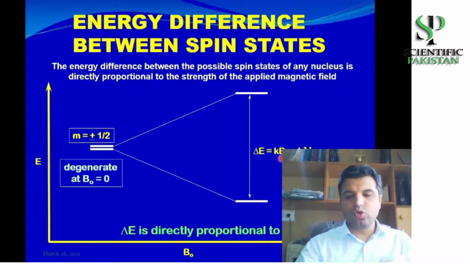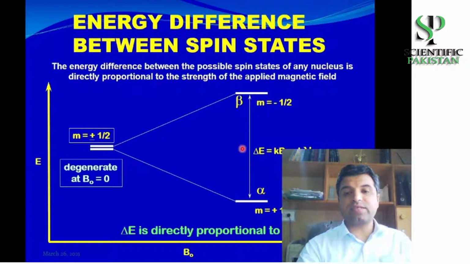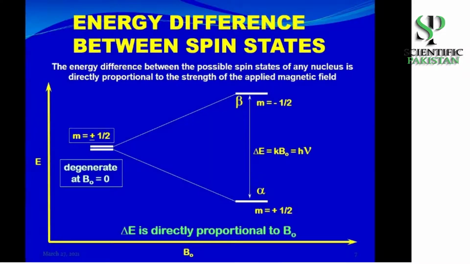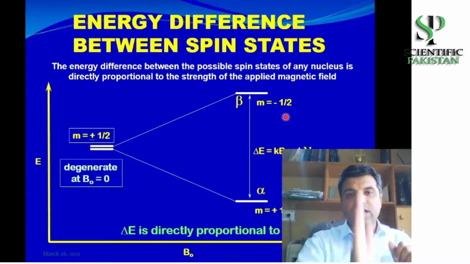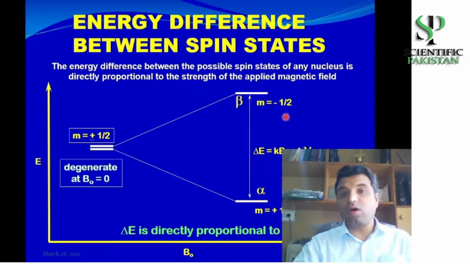So we have two possible spin states for a spin half nucleus, which we name as alpha and beta states. Here you see that the spin is plus half, and here the spin is minus half. So minus half means that it is against the direction of the applied magnetic field. Plus half means that it is aligned along the direction of the applied magnetic field.